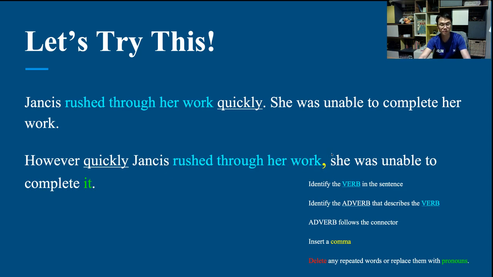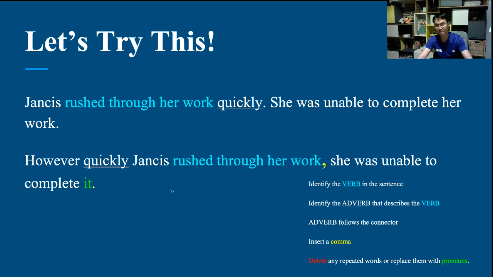I insert a comma, right? She was unable to complete it. Here, I replace her work with it because it is a repeated noun, her work, her work. So the second repeat gets replaced by a pronoun it because work is a non-living thing. So however quickly, adverb comes to the front. Jancis rushed through her work, comma gets inserted. She was unable to complete it. Her work replaced with the pronoun it.